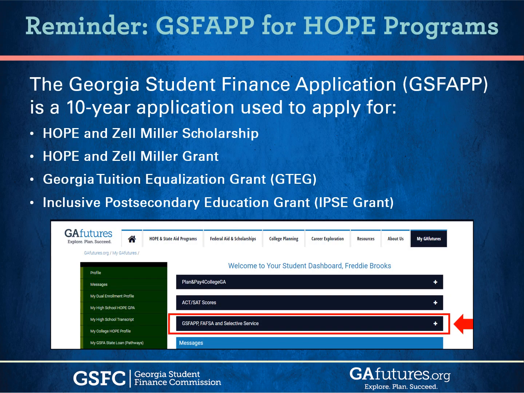Just a reminder, students must meet the academic eligibility requirements for HOPE programs as well as complete an application to receive the funding. The Georgia Student Finance Application, also known as the GSF app, is an application used to apply for the HOPE Scholarship, HOPE Grant, Zell Miller Scholarship, Zell Miller Grant, and a couple of other state aid programs. Students must complete a FAFSA or the GSF app to meet the application requirements for HOPE programs. The GSF app is valid for 10 years and the application is available on gafutures.org.